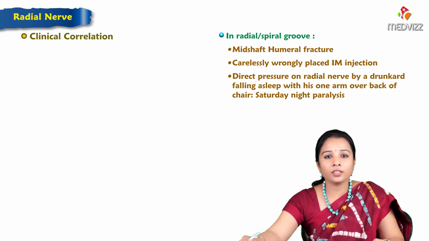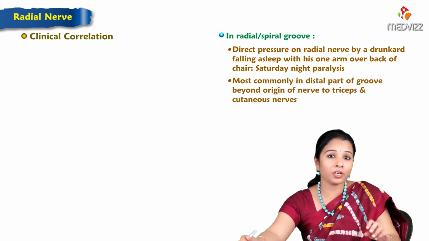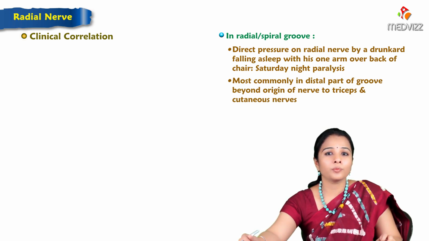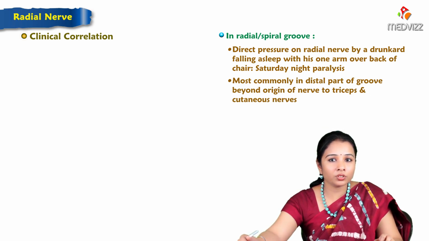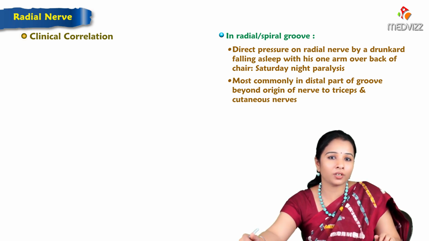Next, the radial nerve is injured most commonly in the distal part of the radial groove, because the origin of the nerves to the triceps and the cutaneous nerves is at the proximal part of the groove, before the lesion site.